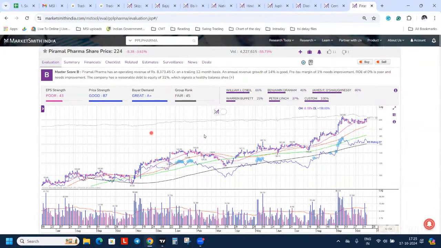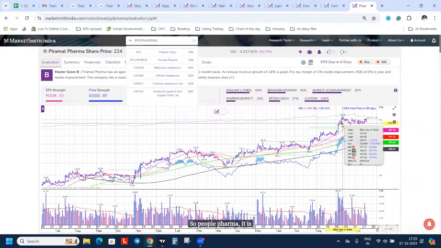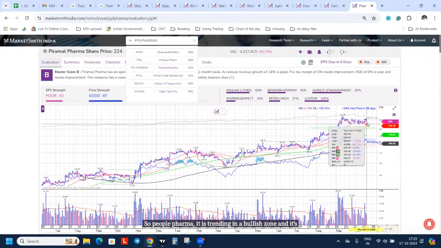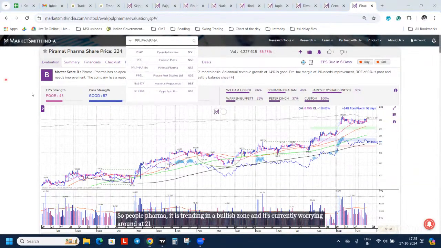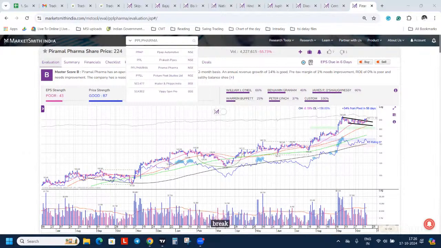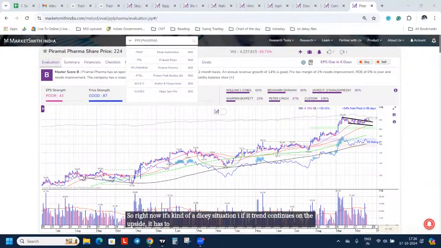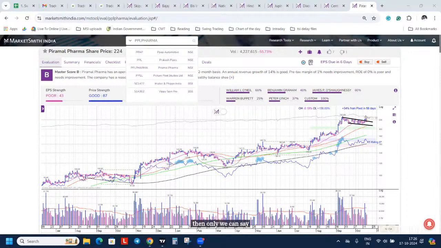So PPL Pharma is trending in a bullish zone, and it's currently hovering around its 21 DMA. I think yesterday it gave a flag kind of breakout in the trading session. However, today it has closed below that flag pattern range. So right now it's a dicey situation. If the trend continues on the upside, it has to hold that 227-228 level. Then only we can say this flag pattern is valid.